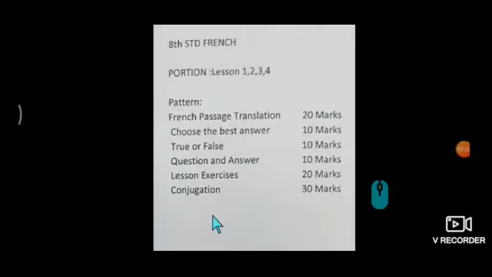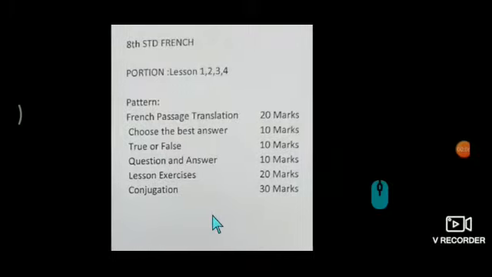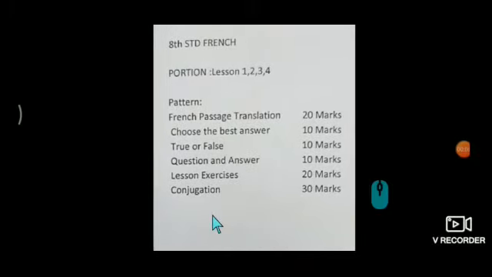8th standard. Welcome back for this new session, and in this session we are just going to revise the quarterly portion once again. So let us check what we have completed so far. The portion is lessons 1, 2, 3, 4, and the French passage, 20 marks. We have completed the revision. Choose the best answer, we have completed. True or false, completed. Question answers also we have revised, and in the last class we were revising the conjugation, 30 marks. So what is left out is only the lesson exercise, that is 20 marks.